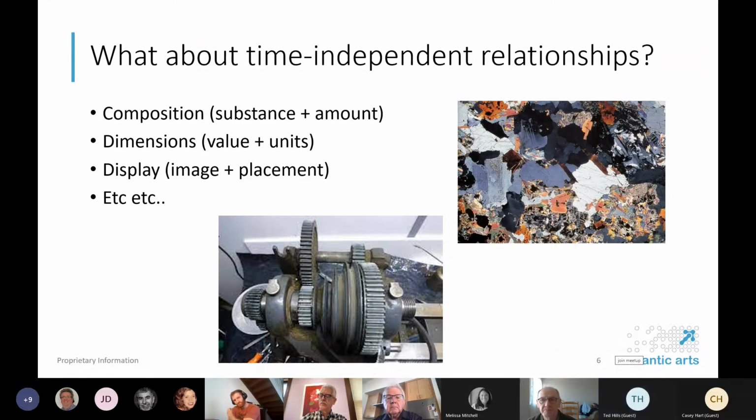But what about time independent relationships? Now, I guess you could sort of say that these have a start date, but in practice, things like composition and dimensions and display or placement of things don't in practice actually use a start date. So in the main, we don't want to confuse them with the idea of something that has got a temporal relationship.